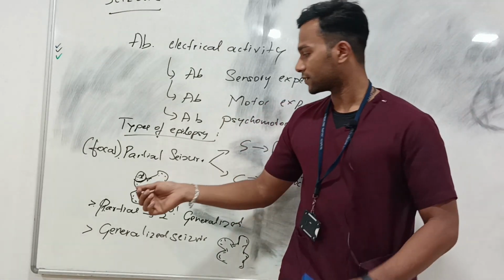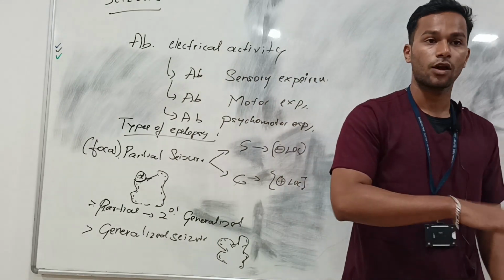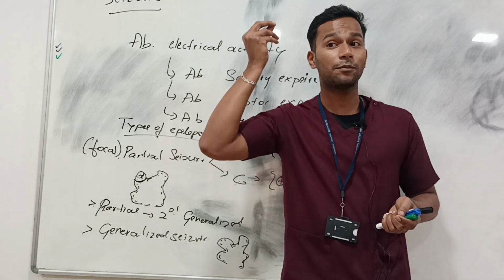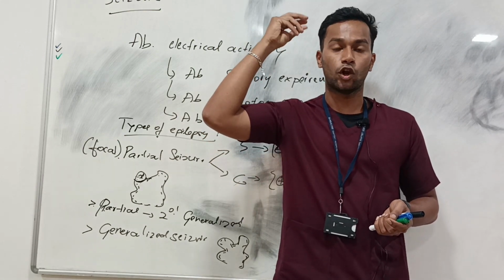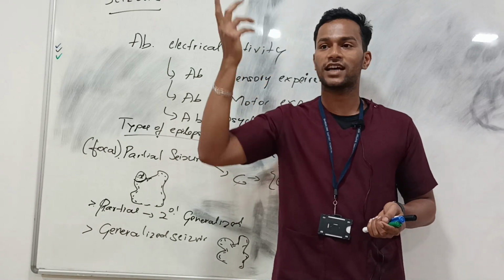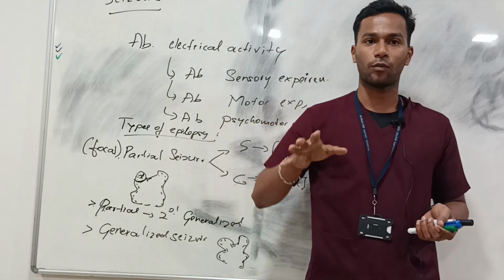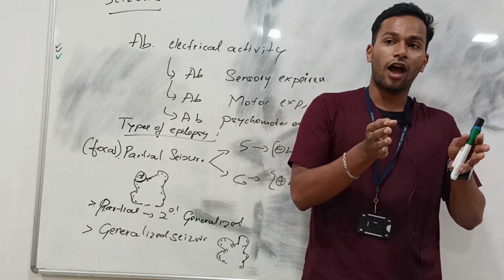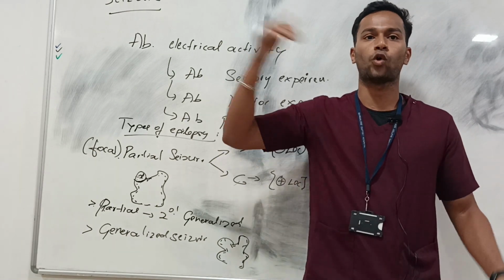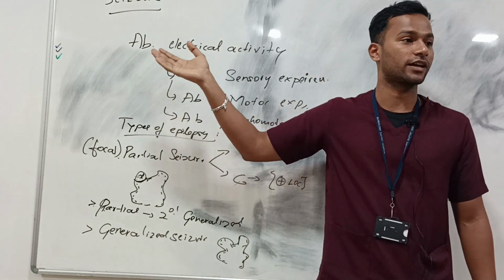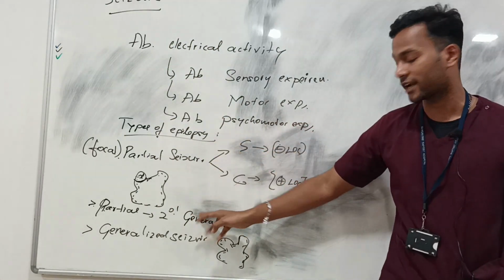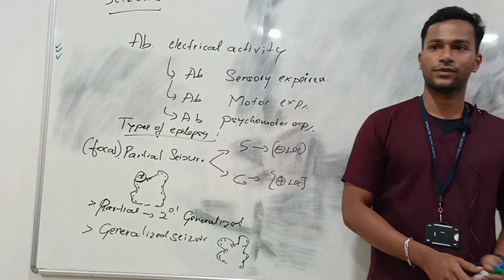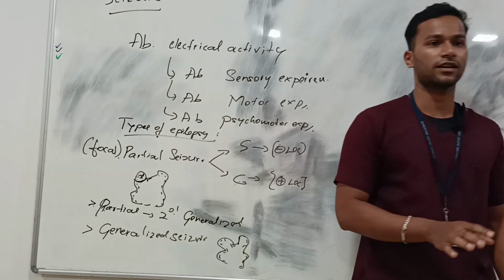Okay, then another thing is simple partial, which is secondarily generalized. What happens is the patient might be talking abnormally for a moment, because that particular location of the brain is discharging electrical activity abnormally, because of which she or he might be abnormally speaking. After a few seconds, it will turn into tonic or atonic or tonic clonic or myoclonic. That is how you see a partial seizure which is secondarily generalized. That is how it is. These are the types of epilepsy. Hope everyone is clear about it.